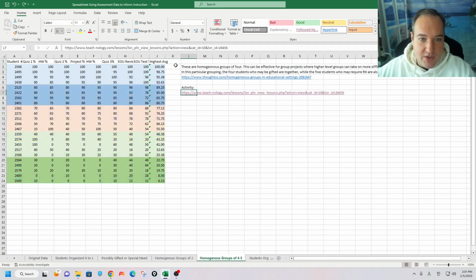And then I made homogeneous groups of, it says here 4, it's 4 to 5. In this specific case, my 4 gifted students happen to be grouped together. And my 5 students who may be at need are together as well.